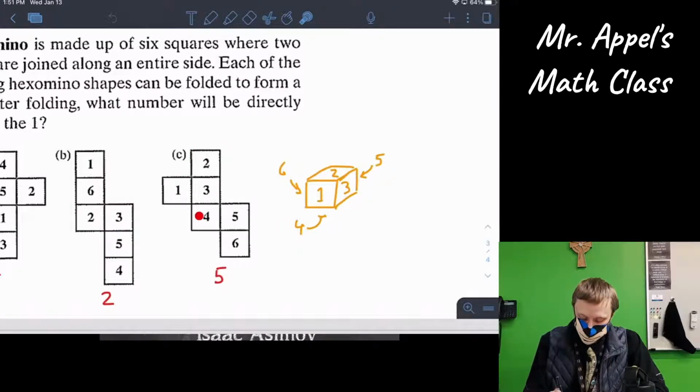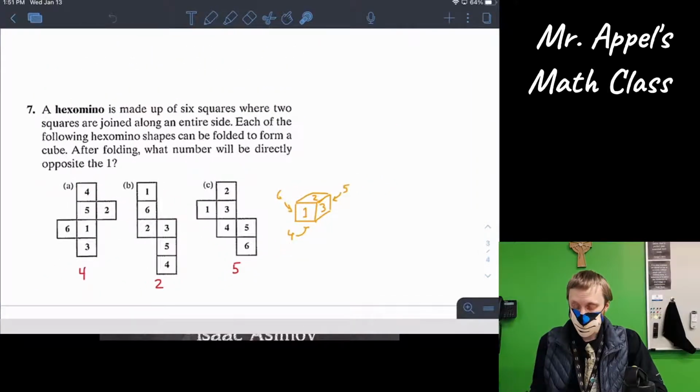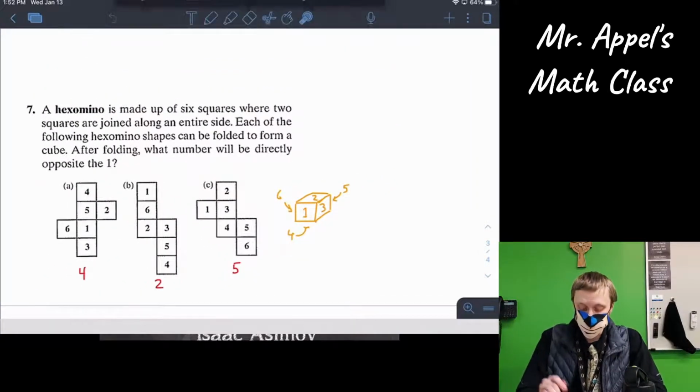And the 4 would fold up to form the bottom, so the 4 is on the bottom of the box, and then the 5 attached to it would fold up from the bottom and then be on the back side. And then off of there, the 6 would fold, and it would actually get wrapped around to the left side here. Right? Any questions on those problems?